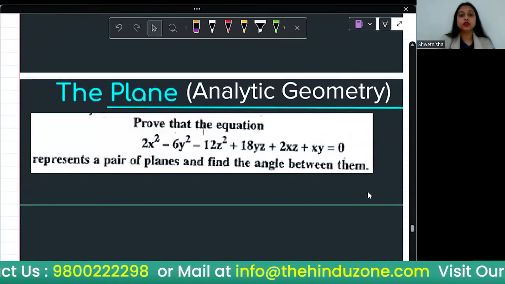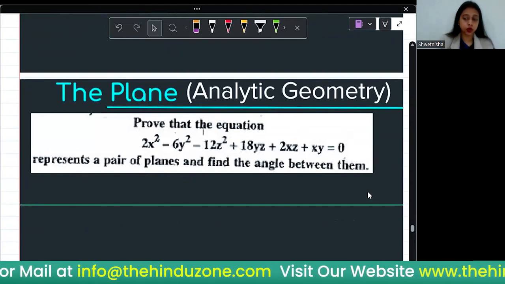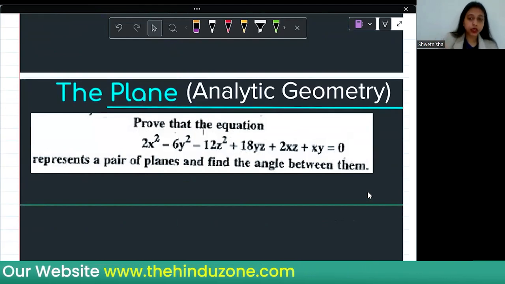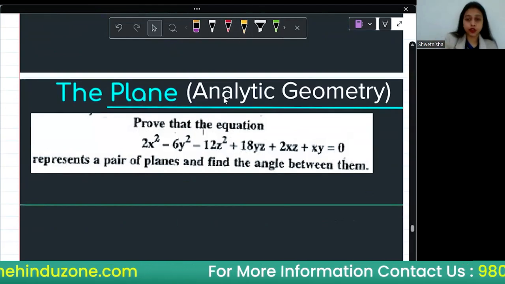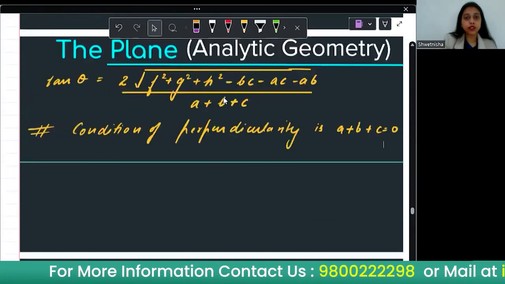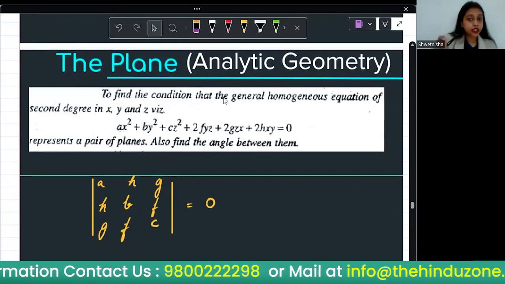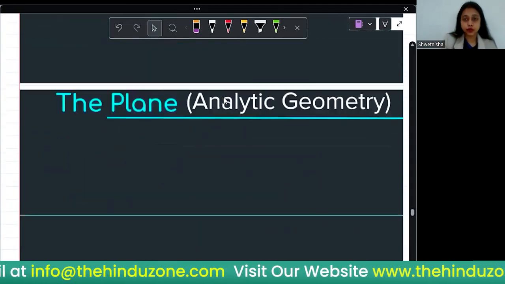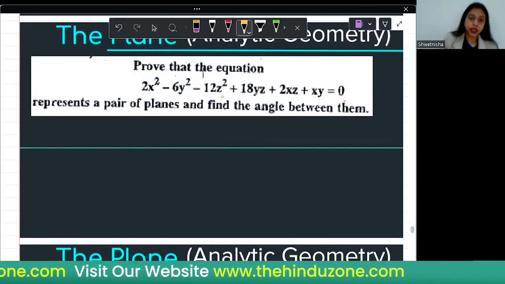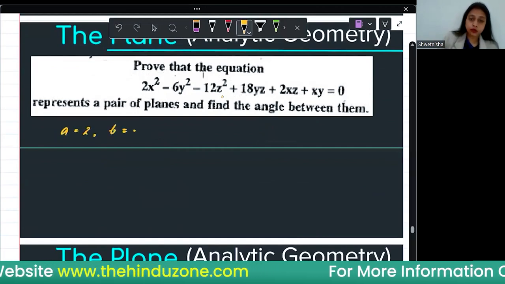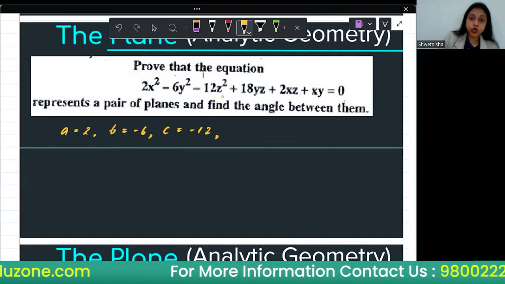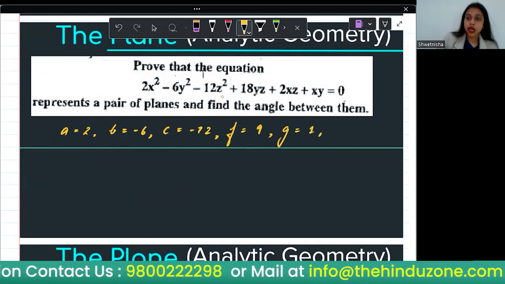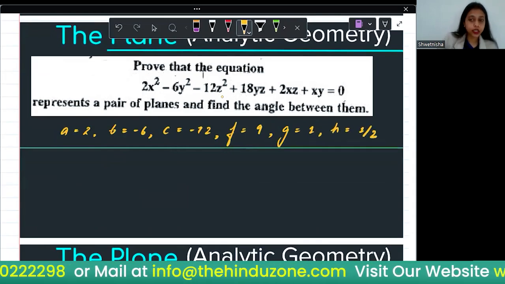Start with the question. Prove that this represents a pair of planes and find the angle between them. So all you need to do is simply find out the condition, simply find out the determinant. What is A, B, C here? So compare. This is ax squared plus by squared plus cz squared plus 2fyz, 2gzx and 2hxy. So a is 2, b is minus 6, c is minus 12, 2F is 18, so F is going to be 9, G is going to be 1, and H is going to be half. Find out the determinant.